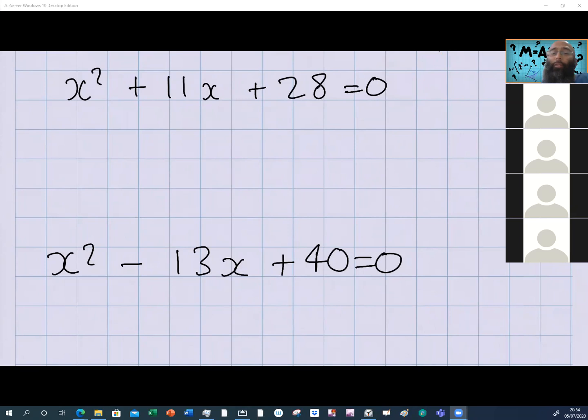x squared plus 11x plus 28. Let's go. Give me a statement first of all. This statement here. Times to give you the last number and add to give you the middle number. Have I written that right? Yeah. Very good. So here comes the end number. Hold on. Now remember it's going to be plus 11. We don't really need to worry about the negative factors here. They don't really come into play. Just pause. So 28, go for it.